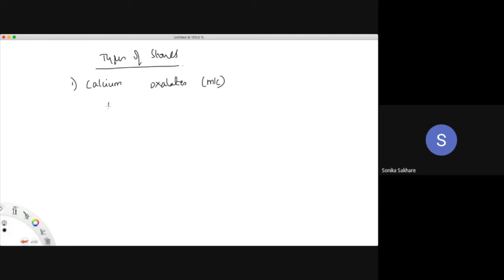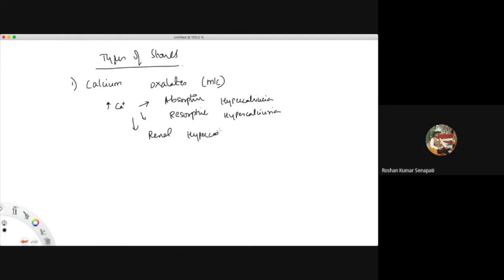One is you're having increased calcium in the urine. It could be because of a number of reasons. Let's talk about it. One is called the absorptive hypercalciuria. Just write down the terms. I'll explain what this is. Then you have reabsorptive hypercalciuria. Then another term, which is the renal hypercalciuria. So in all these conditions, we have hypercalciuria, that is increased calcium in the urine, from stone.